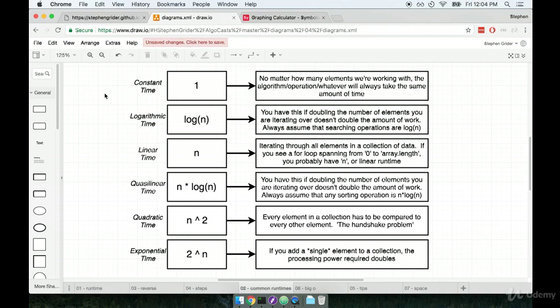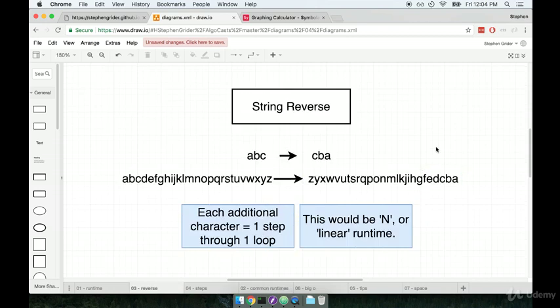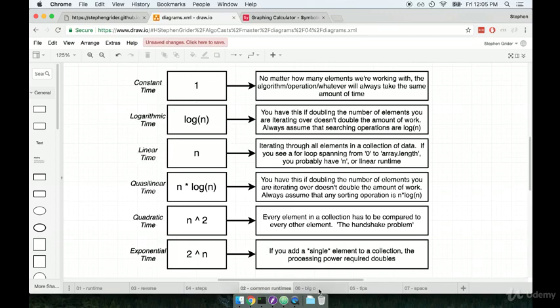Constant runtime means that no matter what our input set is, or no matter what input we give to the algorithm, it's always going to take the exact same amount of time to execute the algorithm. So for example, if we came up with some amazing magic algorithm that does not exist, where as the length of string that we put into our string reverse function changes, it's always going to take exactly the same amount of time to reverse it, we would refer to that as constant time. However, such an algorithm doesn't exist as far as I know for string reverse, so we don't really get to do that easily.